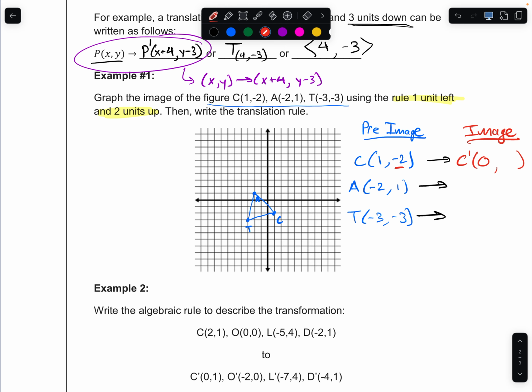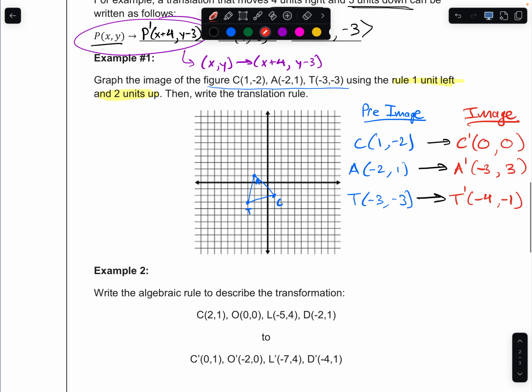And then our original Y coordinate is -2. We want to move 2 units up. So we're going to add 2. -2 plus 2 is also 0. Do the same for A to get A prime and T to get T prime. And then come back and check your work. If we subtract 1 to the X coordinate, add 2 to the Y coordinate, we should find that A prime is at -3, 3, and T prime is at -4, -1.